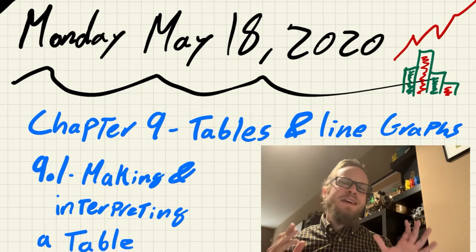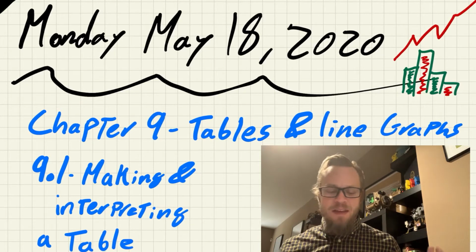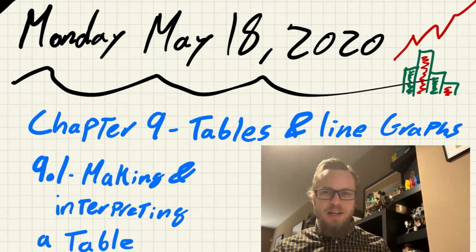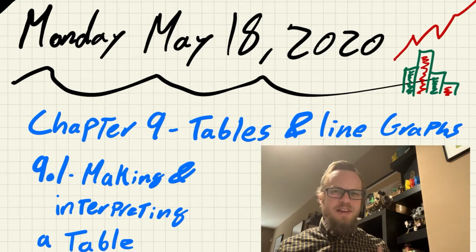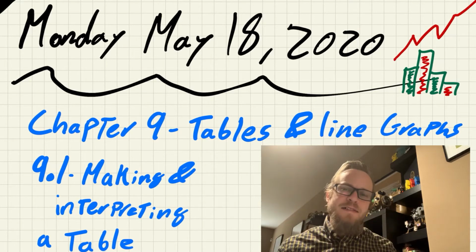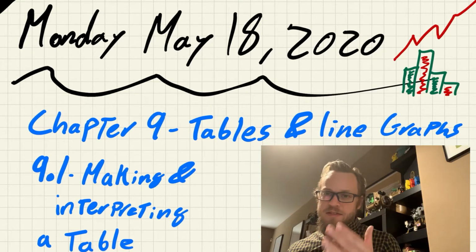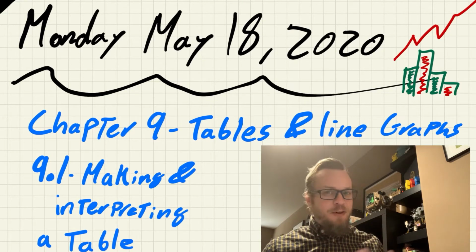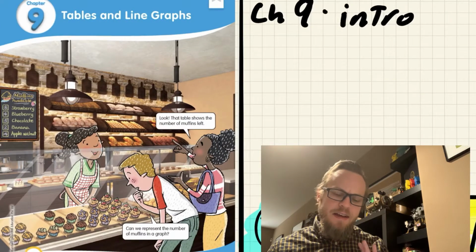Today we are starting our last and final chapter of math for the whole school year. We have 3 lessons for chapter 9, which is covering tables and line graphs, how we interpret data as presented in the form of a visual representation. So let's get into the first of 3 lessons for this week. Making and interpreting a table.